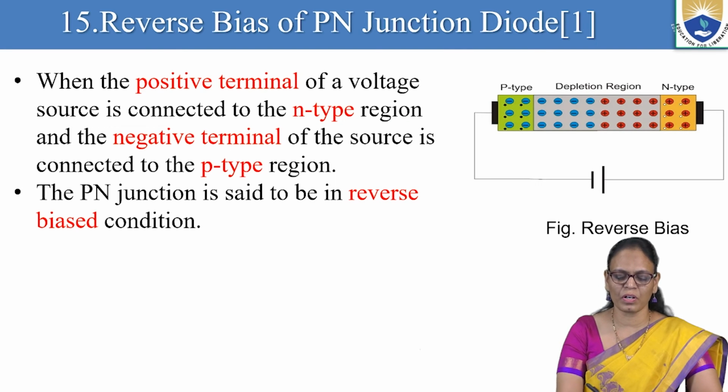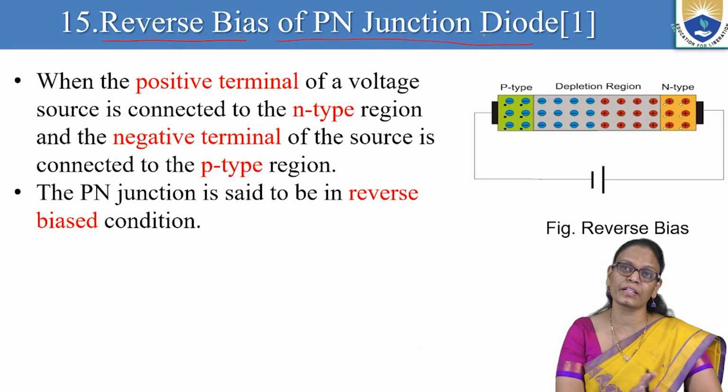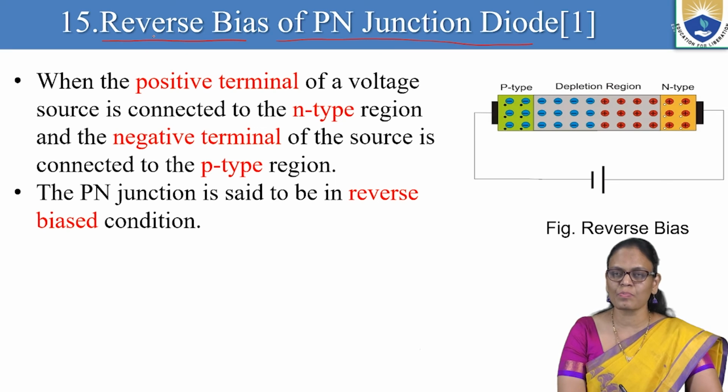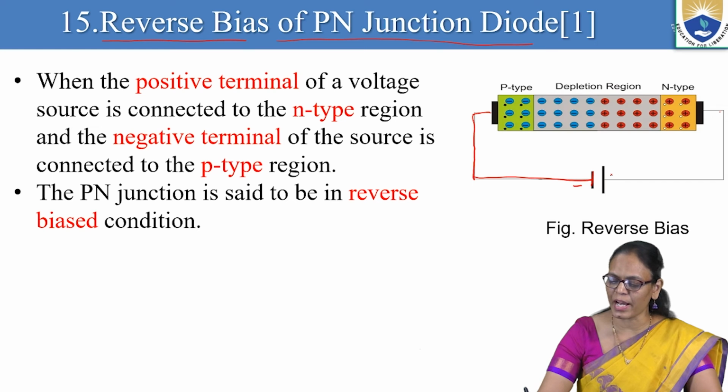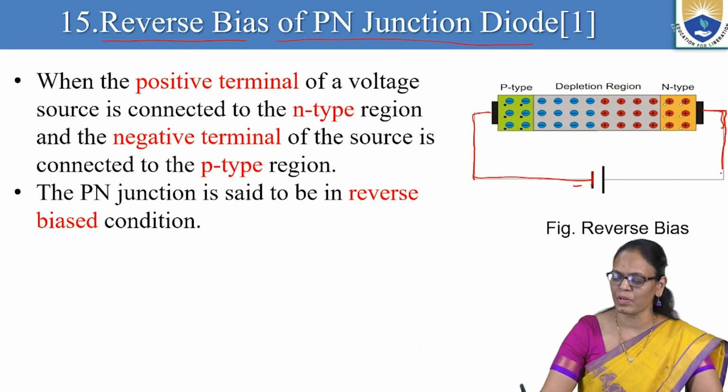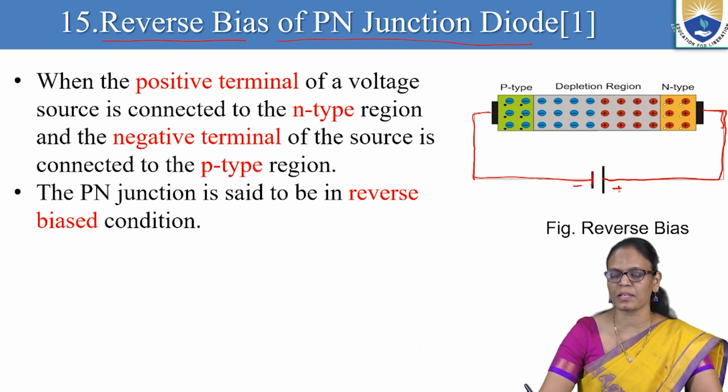Again, we have a question on reverse bias. What is reverse bias? Draw the circuit for a reverse bias junction. We have already discussed this in biasing. Reverse biasing simply means that we connect the P type to the negative of the external supply, and we connect the N type to the positive of the external supply. Then we say it is in reverse bias.